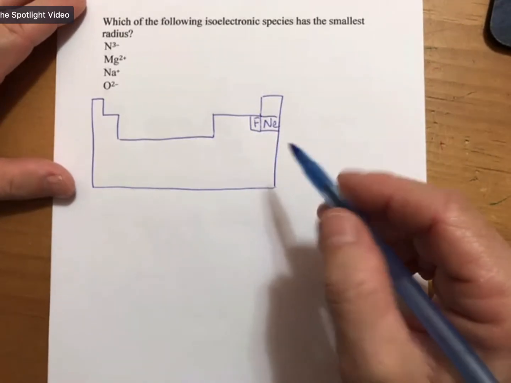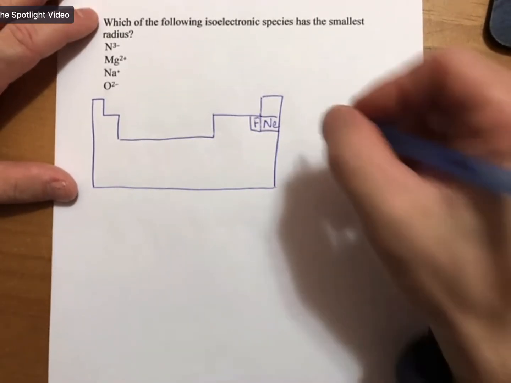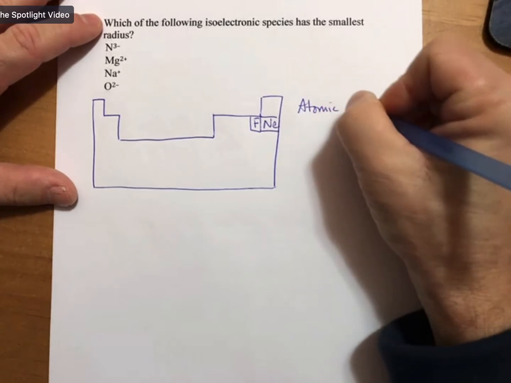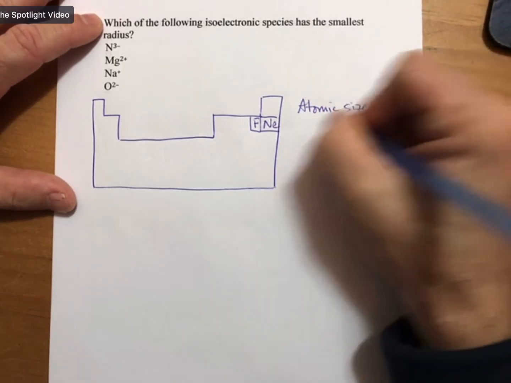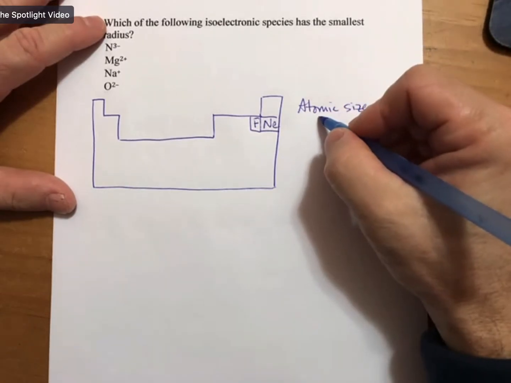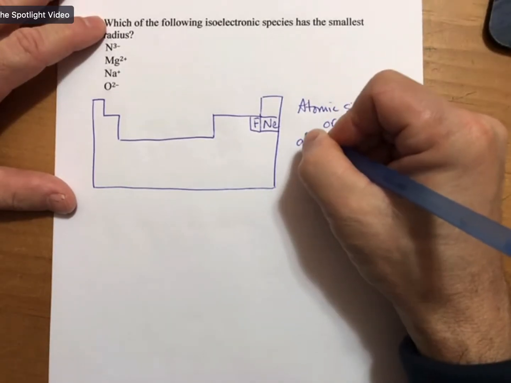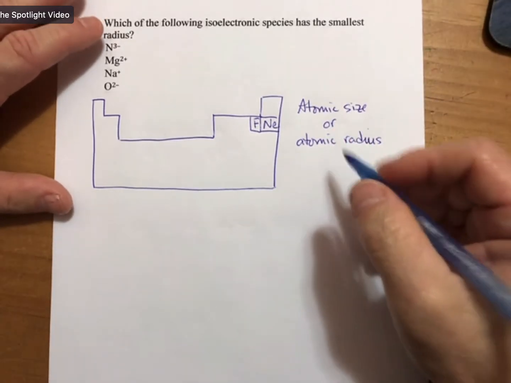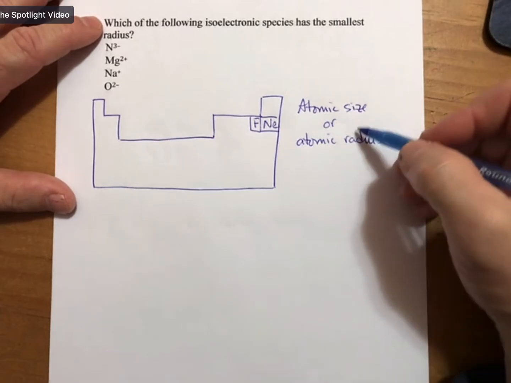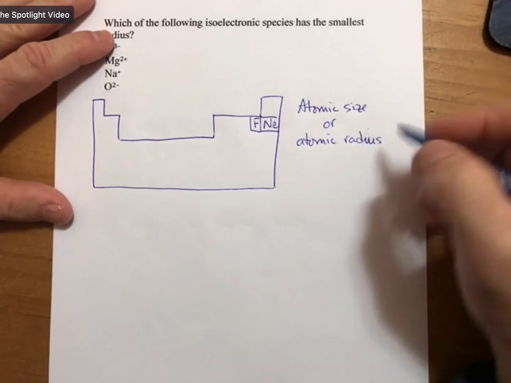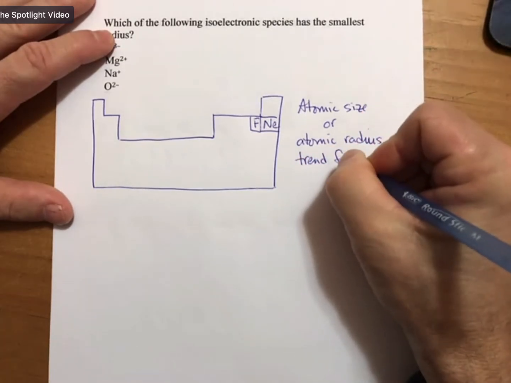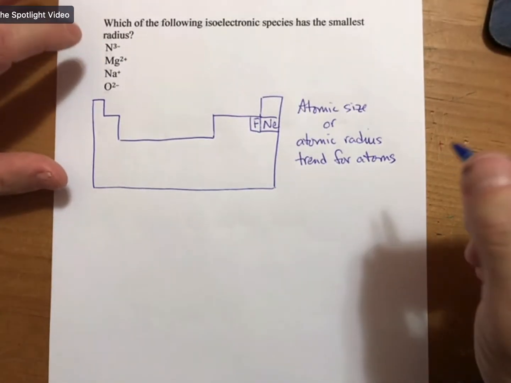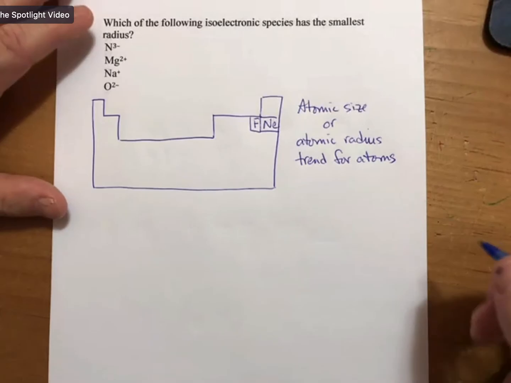First thing I want to do is talk about just the atomic size, which sometimes we call atomic size or atomic radius. Those are two ways of saying the same thing. We're going to talk about the trend for atoms. Not ions, just atoms. And the trend goes like this.